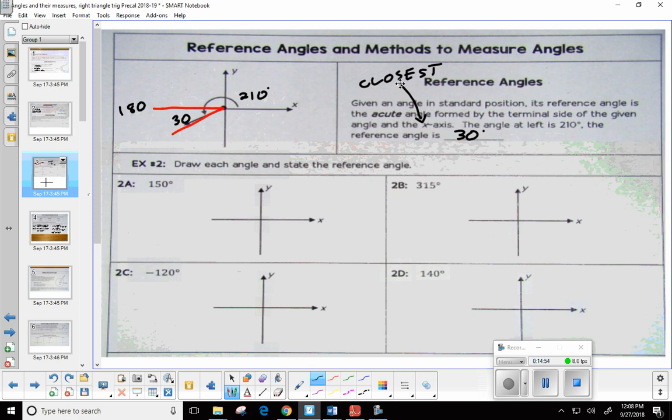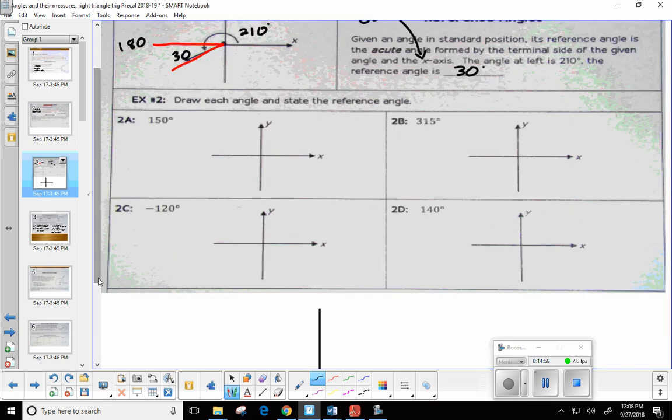Okay, let's try a few more of these. 2A, 150 degrees. Okay, Andrea, what quadrant would that be in? Second quadrant. Okay, so I'm going to rotate over. Let's say the terminal side's right here. So that represents 150 degrees. Again, I'm looking for the angle created using the terminal side and the x-axis, which is right here. So Brandon, what is it? This angle is going to be 30, yes. The reference angle is once again 30.